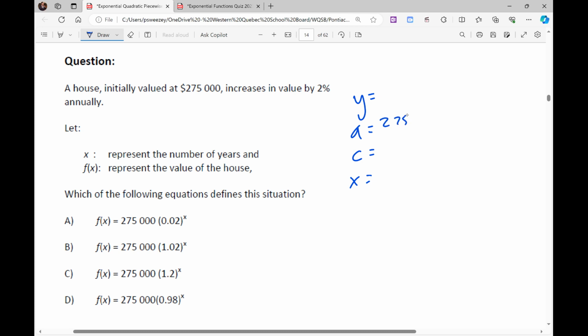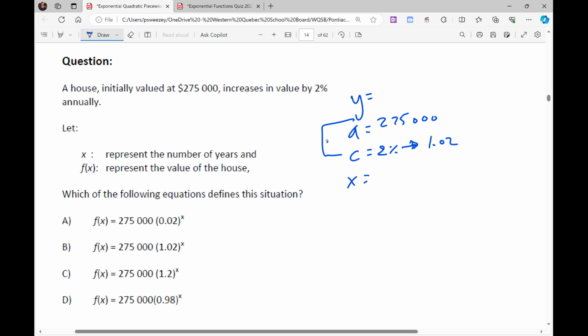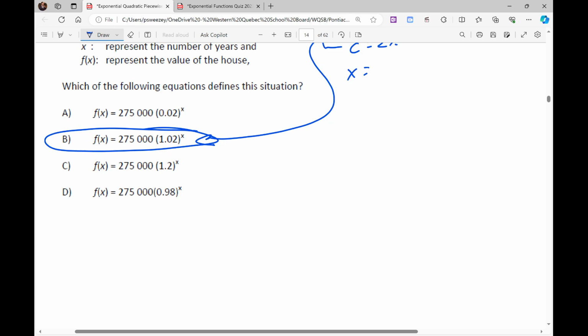Okay, 275000. What about the 2%? I know that that's the C value, and I can just convert that into 1.02. When I have both of these things, I have the rule that defines the scenario. So that would mean that this one would be the correct answer in that case. Okay? So that's the first one that we need to know.